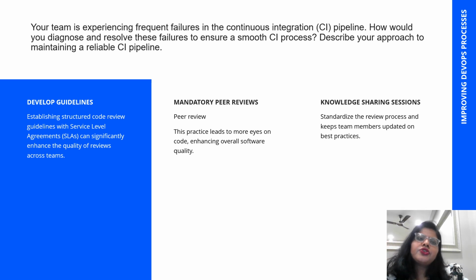So the next question is, your team is experiencing frequent failures in the continuous integration CI pipeline. How would you diagnose and resolve these failures to ensure a smooth CI process? Describe your approach to maintain a reliable CI pipeline.